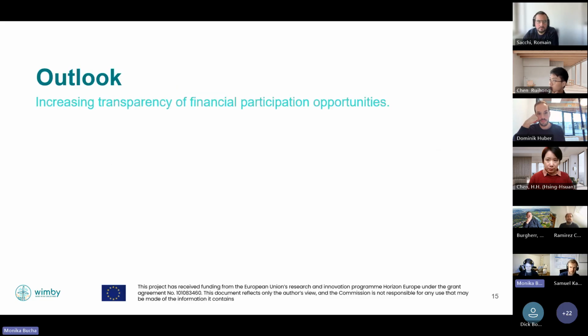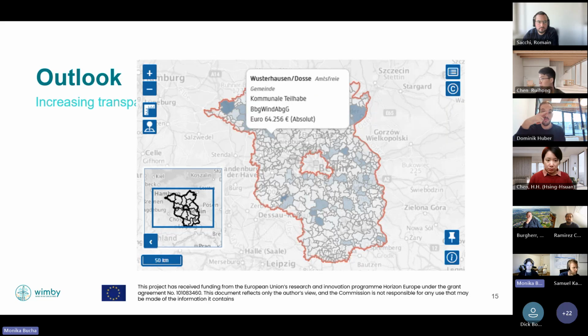Yes, and then I've just brought a few examples that I found very interesting. For example, Brandenburg in Germany has introduced an official website where citizens can see how much money the different municipalities receive.